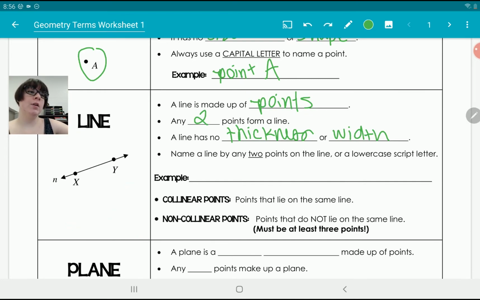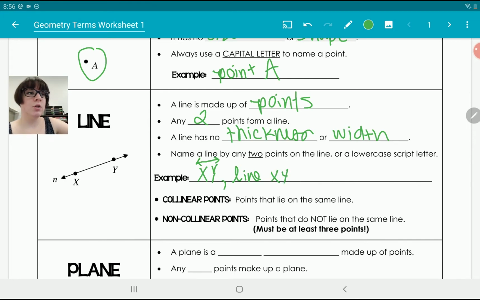Whenever we name a line, we name it by any 2 points on the line, or we can name it by the lowercase script letter that it's being labeled by. So since any 2 points do form a line, if you pick 2 points, it does create a line. So you can call it line XY, okay? So we can write it like this. You just write XY, and then we're going to draw a little line with the arrows on top of it. Okay, that's one way to write it. As you can see, the points on here are X and Y. You can actually write it out, line XY.